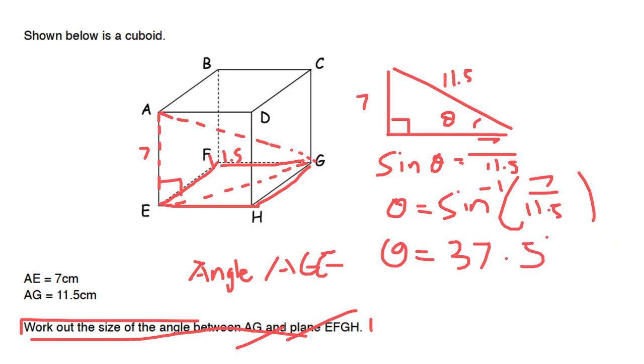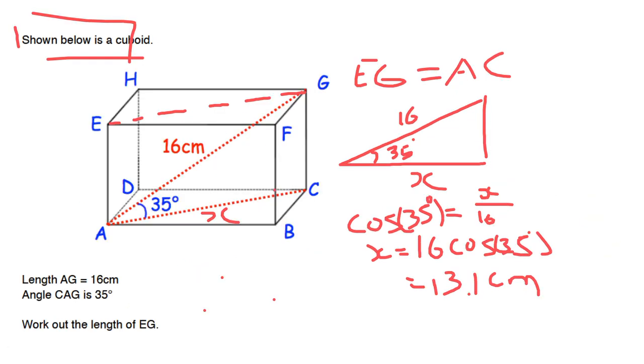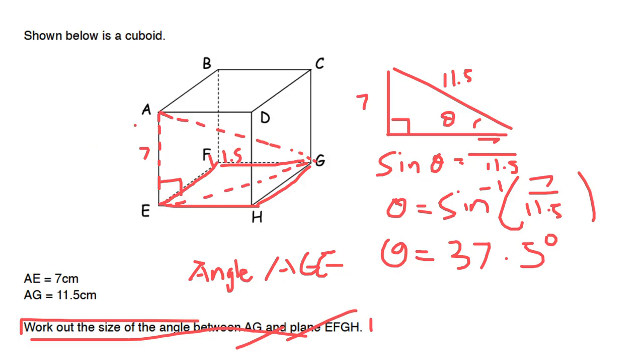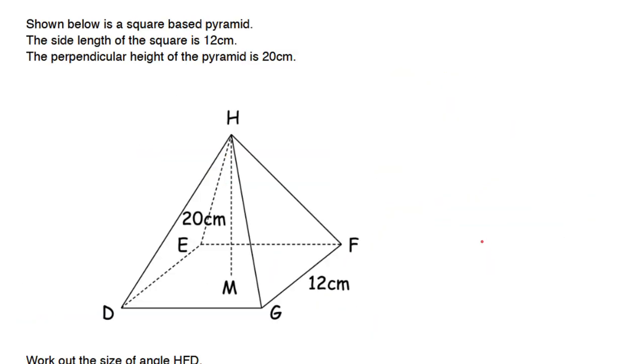It must equal 37.5 degrees. Like the previous question, you should always refer back to the question when rounding. There seem to be no instructions, so we're just going to leave it here. Your therefore statement would be: the angle between AG and the plane EFGH is 37.5 degrees.